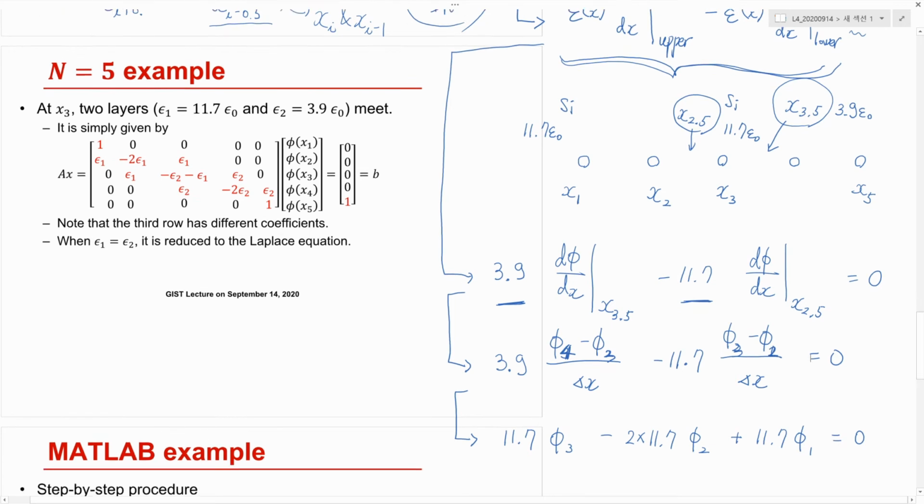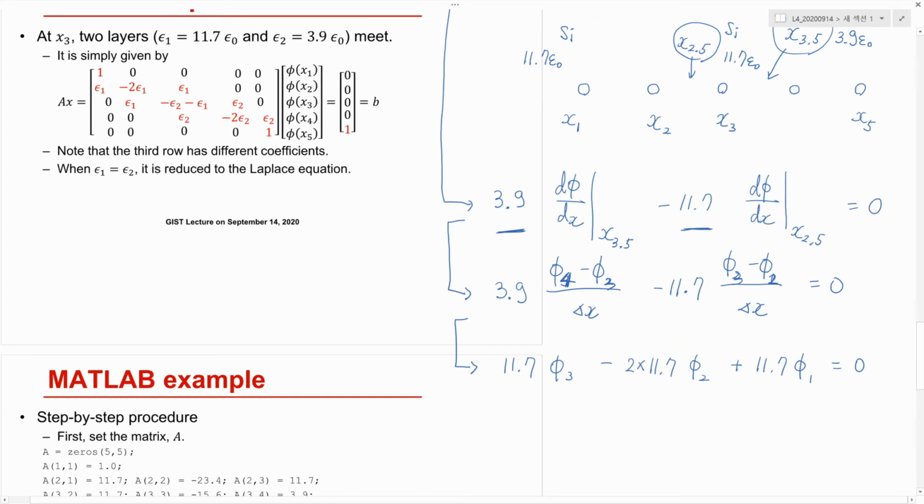Then the final equation now looks like this. Instead of 11.7 for certain positions, now we have 3.9. For example, in this coefficient for phi, sorry about that, here we have phi 4, phi 3, and phi 2, and 3.9 plus 11.7 appears as a coefficient of phi 3.